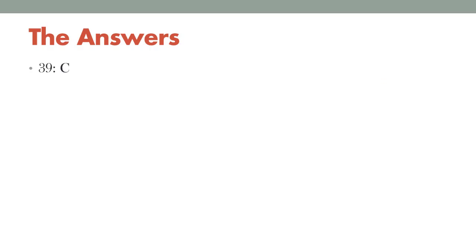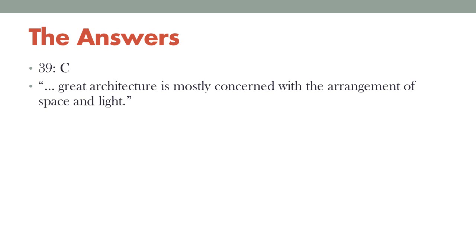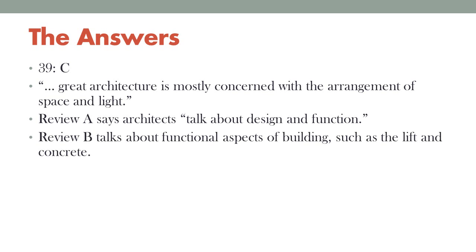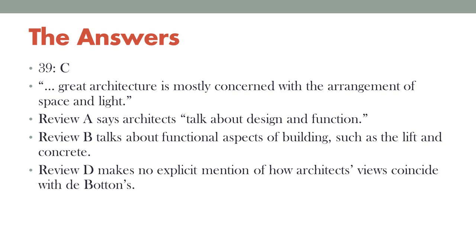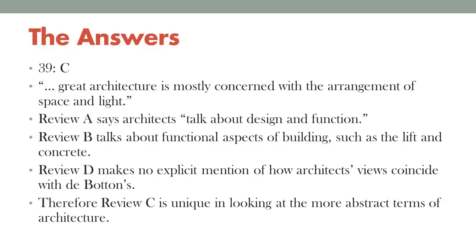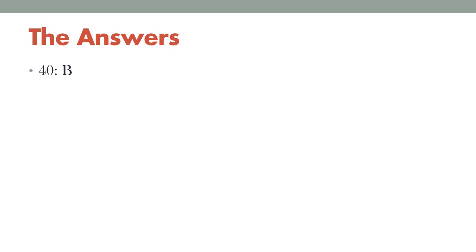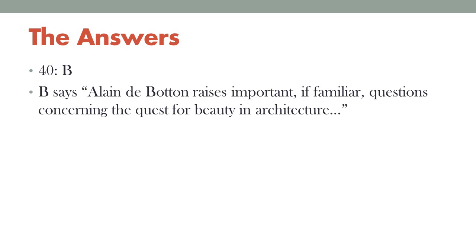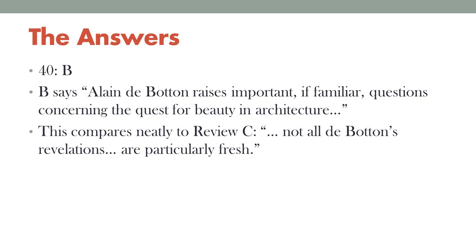For 39, C. And here we've got this expression here. You can check in the text to see the full expression. So A talks about this, B talks about functional aspects, and D makes no explicit mention of how architects see things. So C is unique in looking at the more abstract terms of architecture. Then for 40 we want B. So B says this. You can check in the text to see the full sentence. This compares well with C. So that's a similar view. And then there we go.